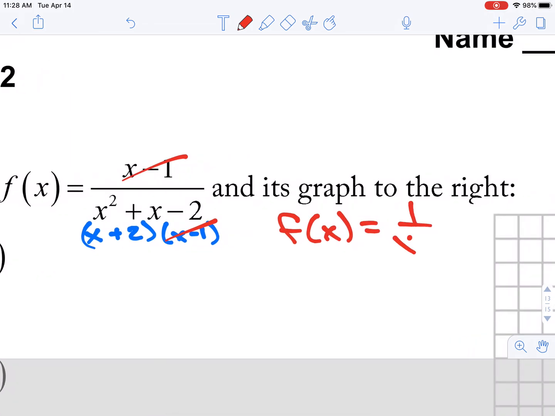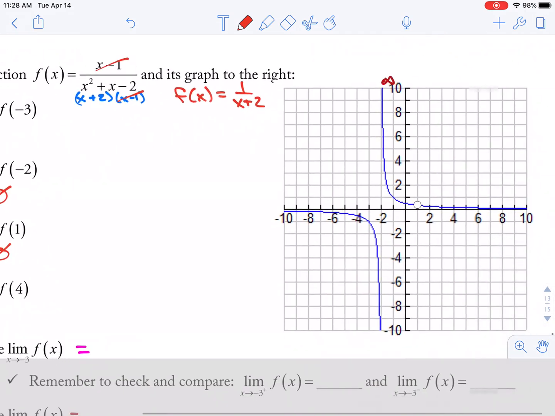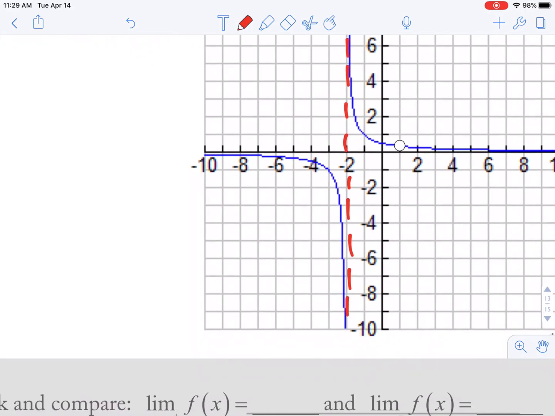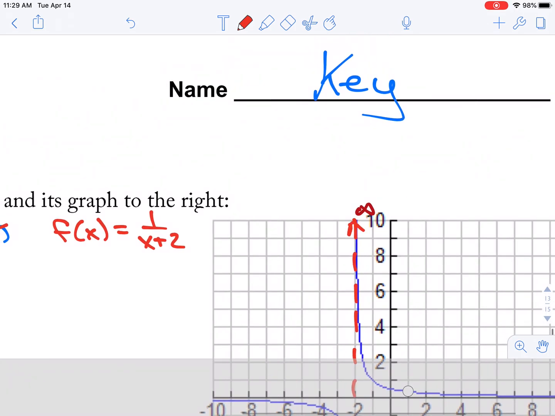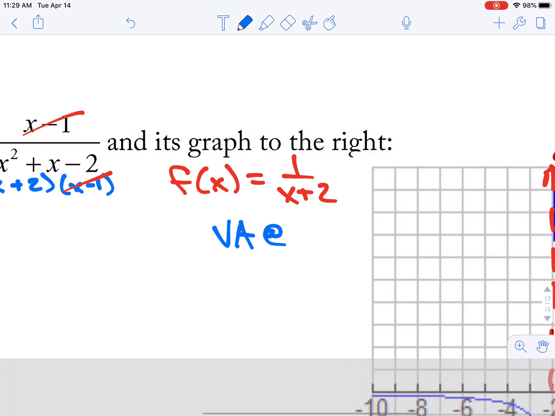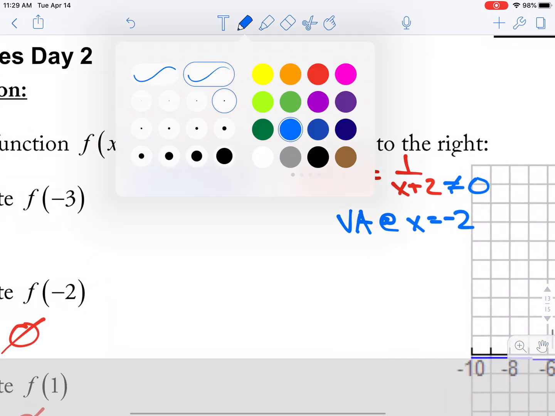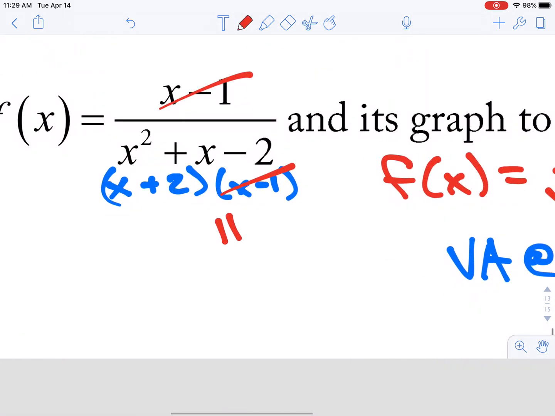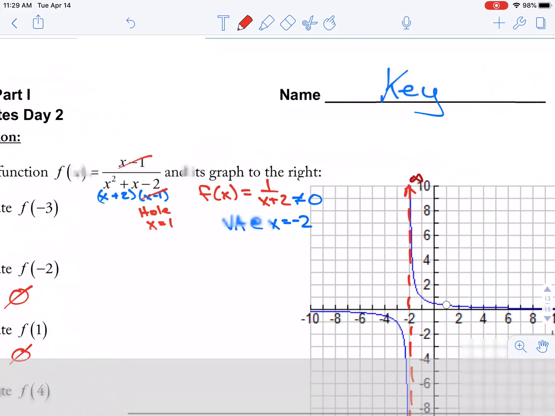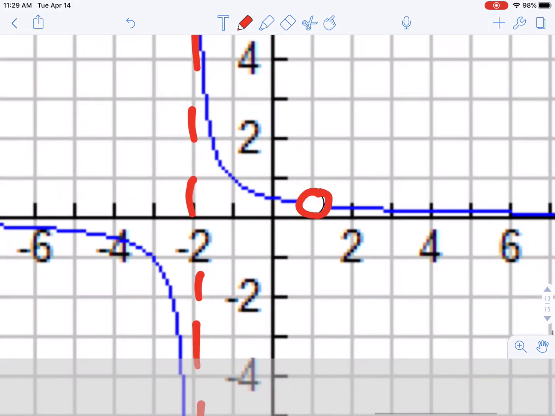1 over x plus 2, which is why the graph looks the way it does, where it has an asymptote at -2, right? So we have a VA at -2, because that's what makes the denominator equal to 0. And we have a hole here. Remember, this is a hole in the graph, at x equals 1, which we see right here.